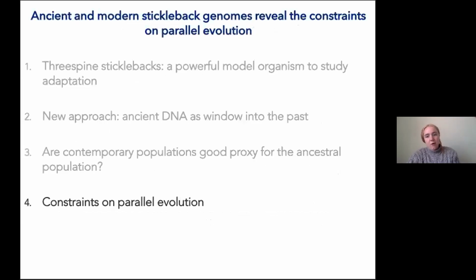So now we've already seen that there's some data that suggests that both lakes have undergone a bottleneck, but we actually want to perform more analysis to verify this demographic history. And then I'm also going to show you some analysis on the ancient genome of Lake 2 that shows some constraints on this parallel evolution.